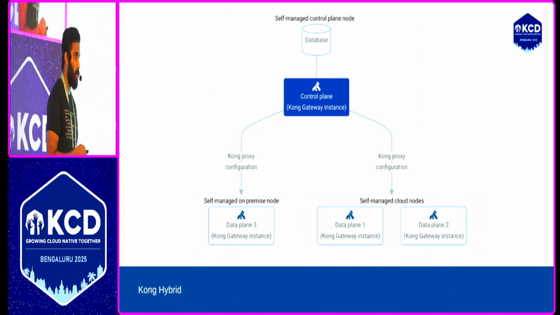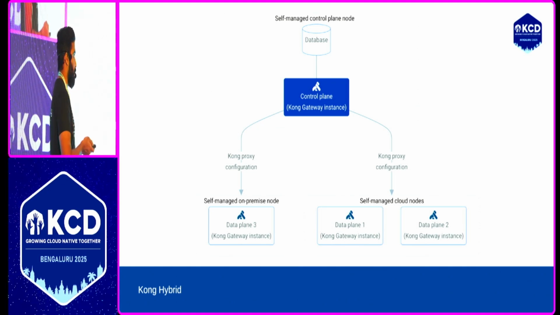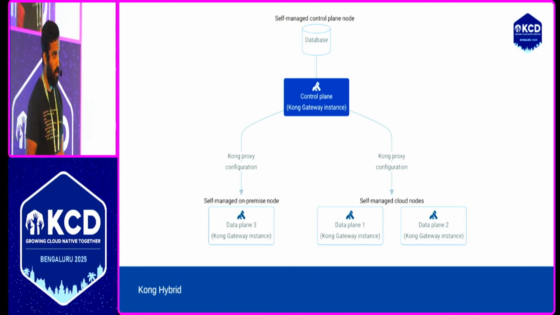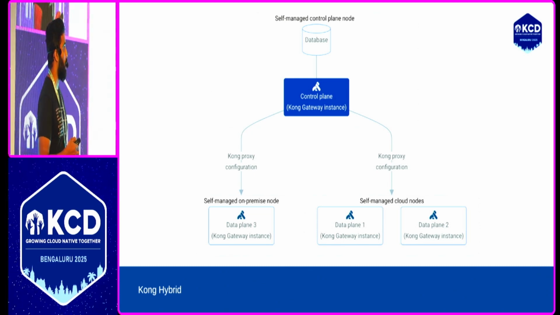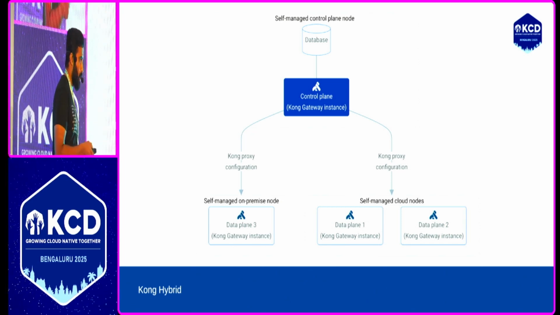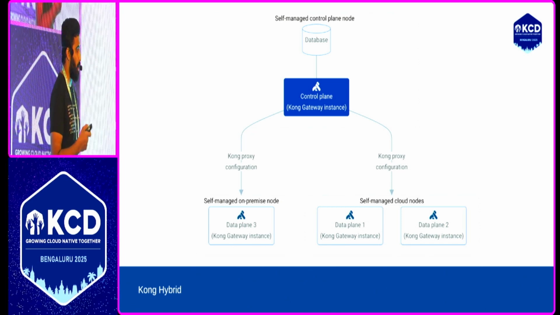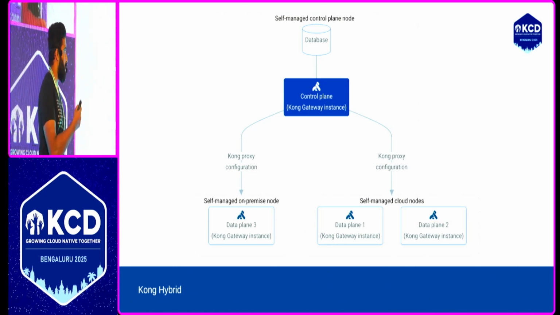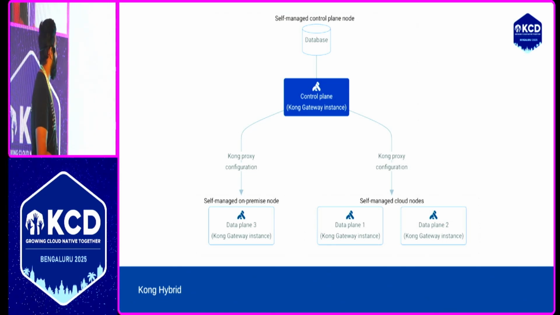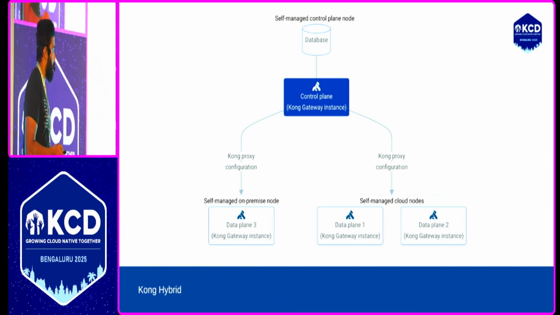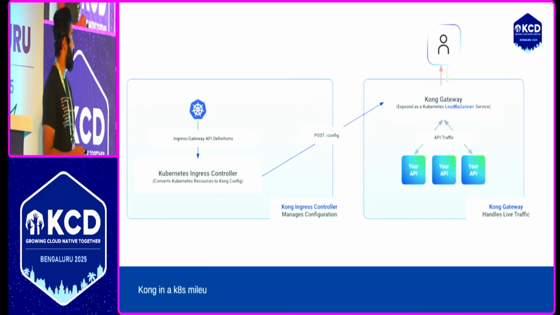So any configuration that needs to be made on the API gateway is done through the control plane, which is then propagated to the data planes where the actual traffic is served. So the end customers who are making requests to the API gateway talk to the data plane, whereas the administrators configure the API gateway using a control plane. The configuration is stored using a database in the control plane. So there can be multiple data planes talking to the same control plane, which is the premise behind this implementation.